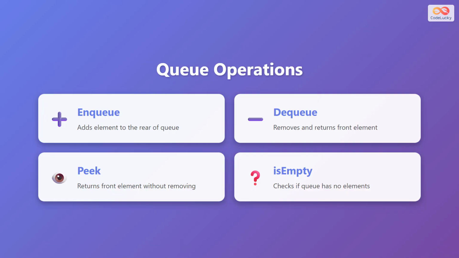Queues have four primary operations. First is enqueue, which adds an element to the rear or back of the queue. Second is dequeue, which removes and returns the element at the front of the queue. Third is peek, which returns the front element without removing it, letting you see what's next in line. Fourth is isEmpty, which checks if the queue has any elements. These operations make queues essential for task scheduling, breadth-first search algorithms, and managing requests in operating systems.